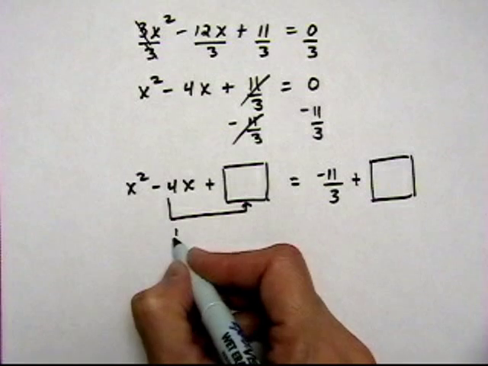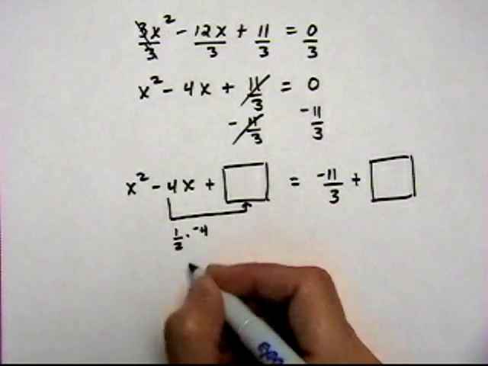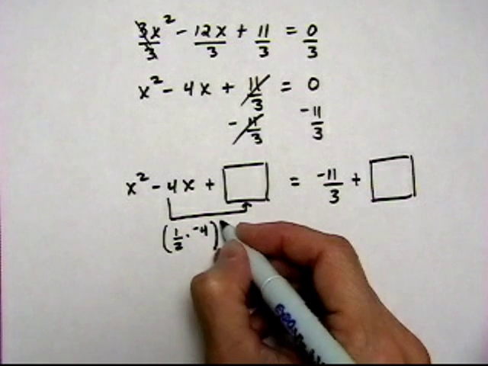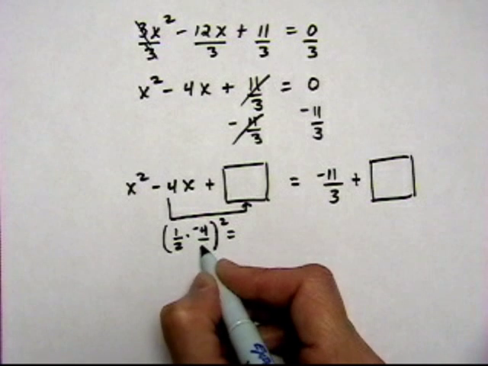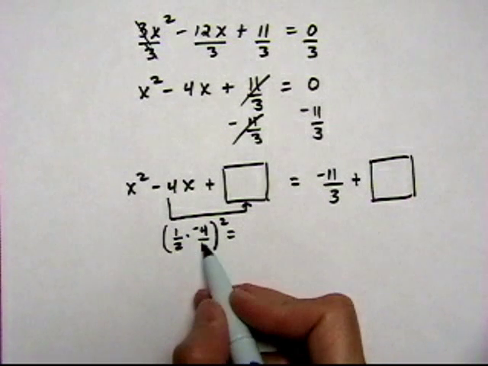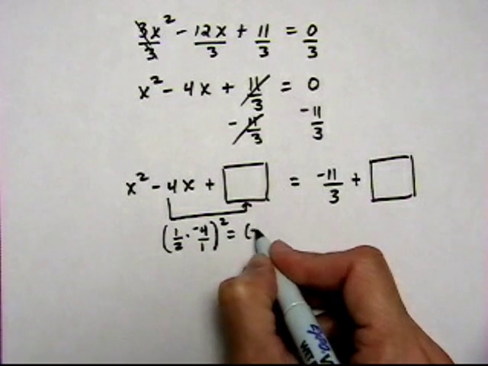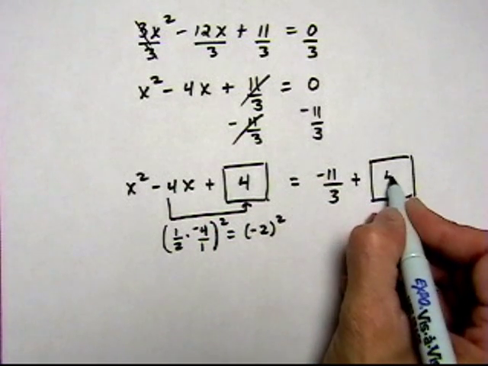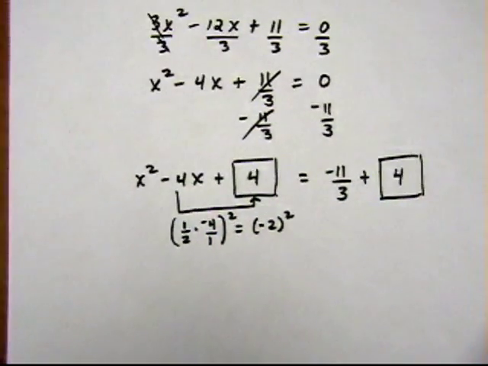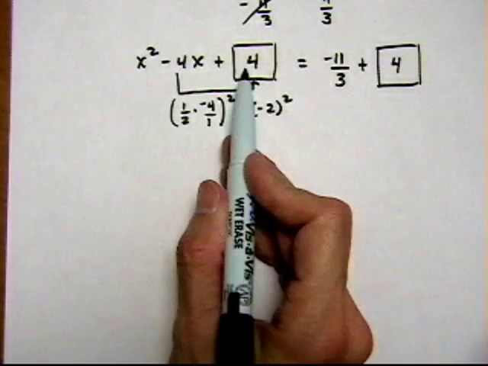Always add 1/2 times the coefficient of the x term, so half times negative 4 squared. And in this case that would be, and think of this as negative 4 over 1 if you like to see it as a fraction, 2's will cancel out, so we're going to get negative 2 squared. Negative 2 squared is 4. So we add 4 to both sides. And now we have a perfect square trinomial.